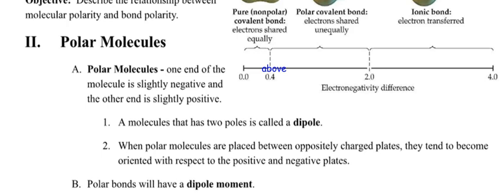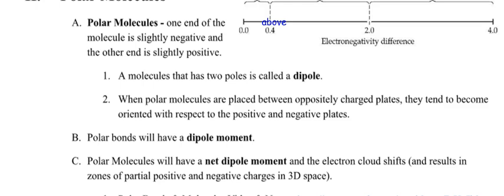Polar bonds will have a dipole moment. And what does that mean? It's something that's actually measured. You can give it a number even. It's all based on which one loves electrons more. And so it says polar molecules will have a net dipole moment, and the electron cloud will shift and result in these zones of partial positive and partial negative charges in 3D space.